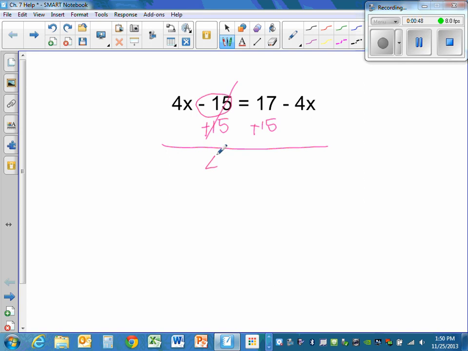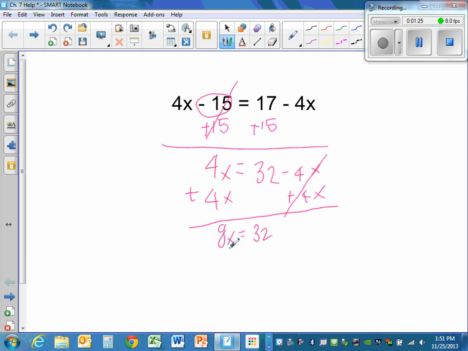So on this side, I'm left with 4x. On this side, I can add 15 plus 17. And I also have the 4x left still. Since all my numbers are now on the right-hand side, I want to eliminate any variables on my right, so I need to do the opposite over here. I'm going to plus 4x. That will eliminate on this side. Here I have 8x equals 32.